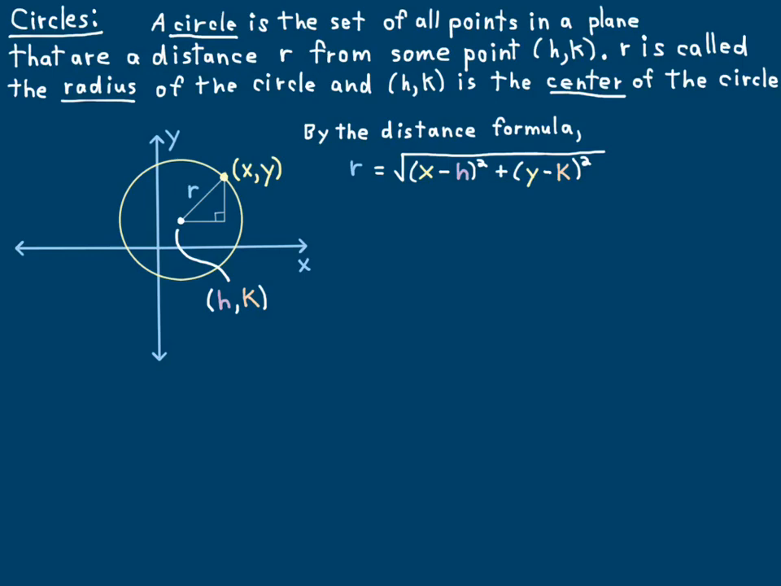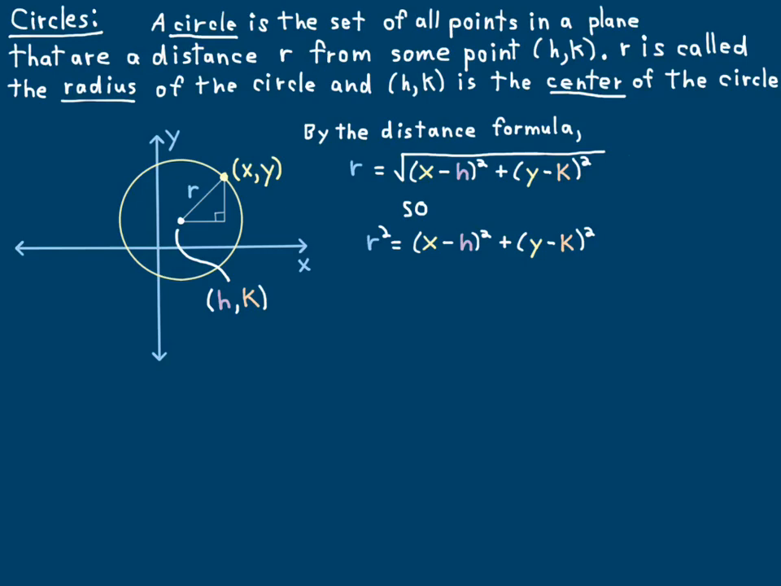Now, usually we don't care for the radical sign too much on the right. So we usually write it a little bit more like the Pythagorean theorem, a squared plus b squared equals c squared. So we'll usually write it with a radius squared like that. It's just simpler to compute, maybe a little simpler to remember too. It really is just the Pythagorean theorem.